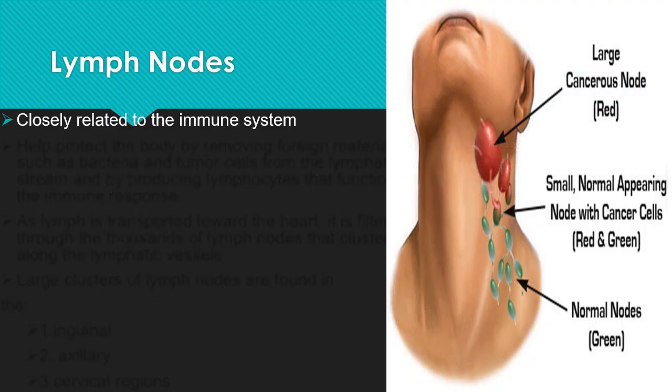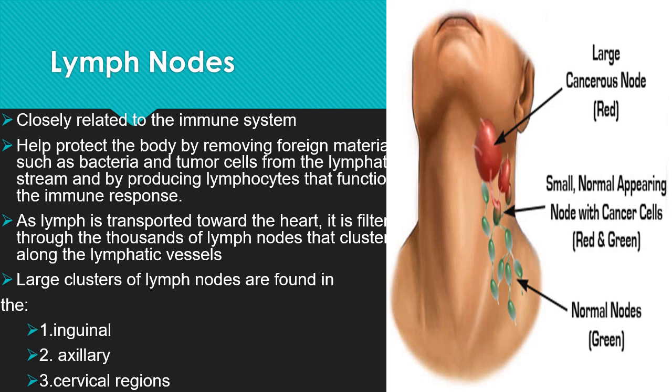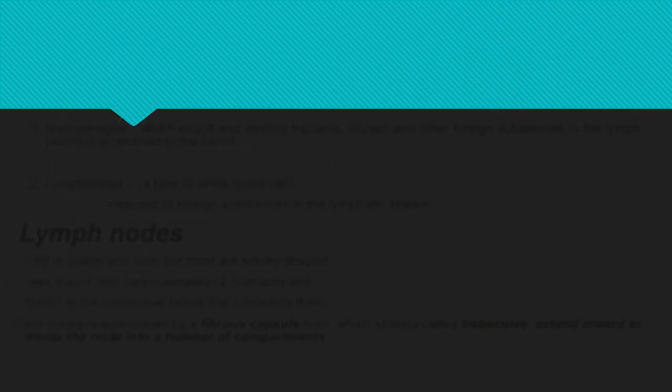The lymph nodes are closely related to the immune system. They help protect the body by removing foreign material such as bacteria and tumor cells from the lymphatic stream, and by producing lymphocytes that function in the immune response. As lymph is transported toward the heart, it is filtered through the thousands of lymph nodes that cluster along the lymphatic vessels. Large clusters of lymph nodes are found in the inguinal, axillary, and cervical regions.